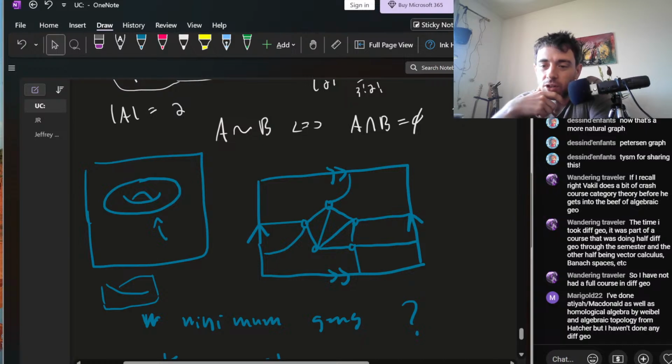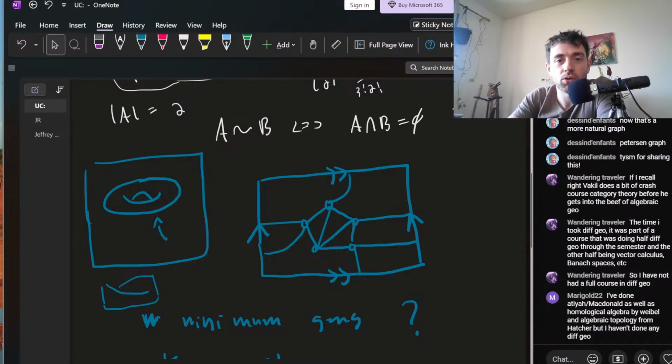You've done a T.M. McDonald. Oh, okay. Well, then I would say Vakil and homological algebra. Wow. Yeah, I would say go read Vakil then. Definitely, that's the book to go read.